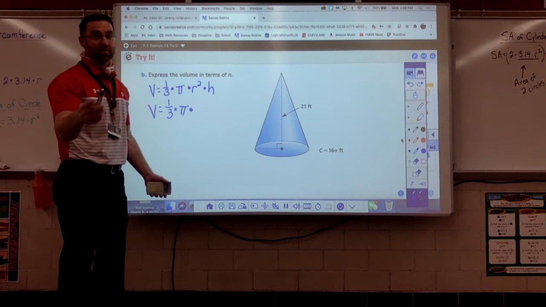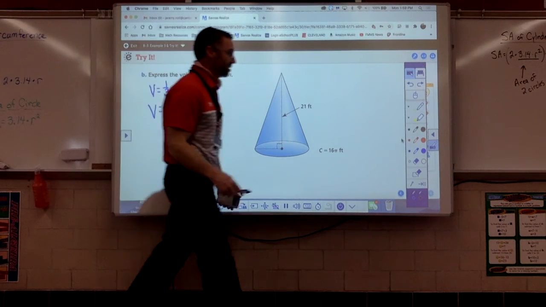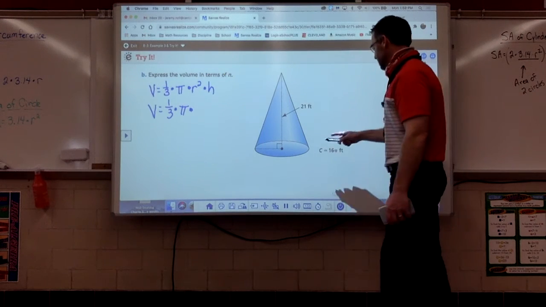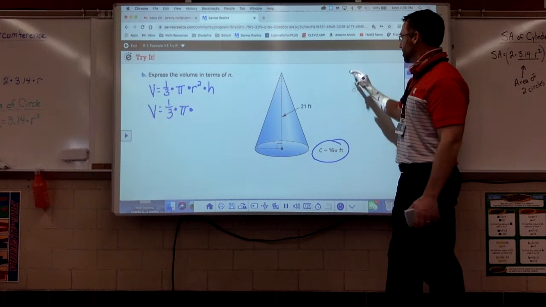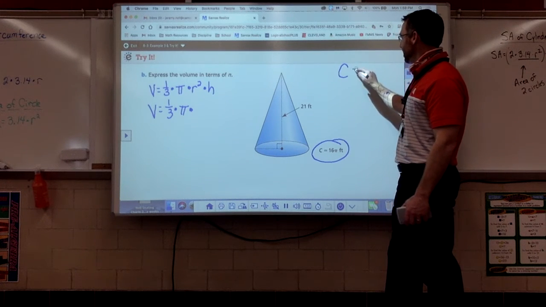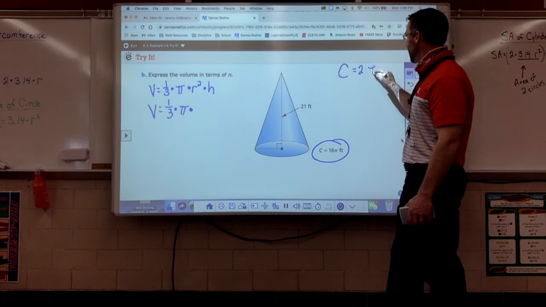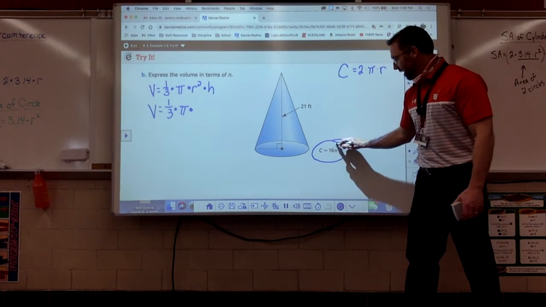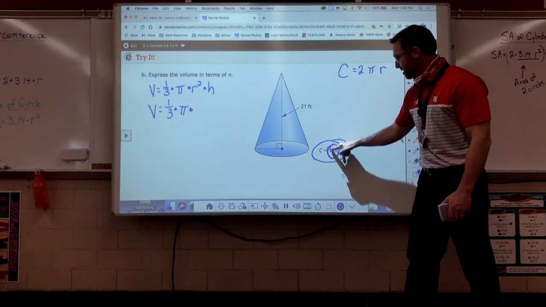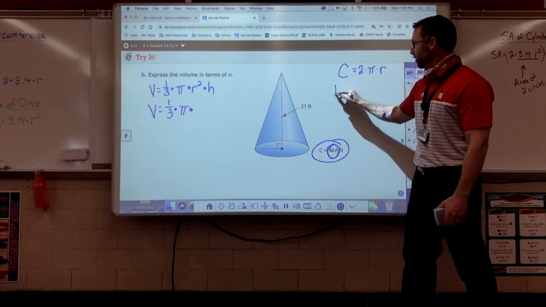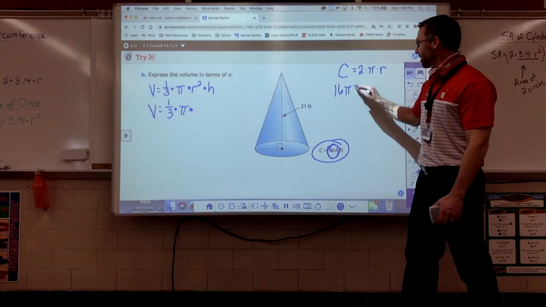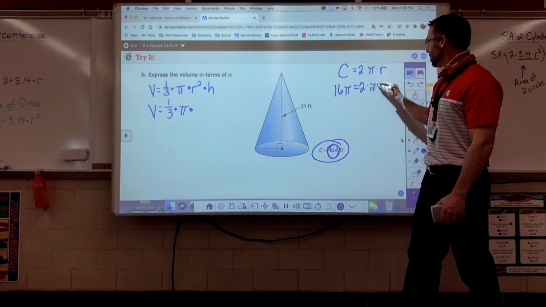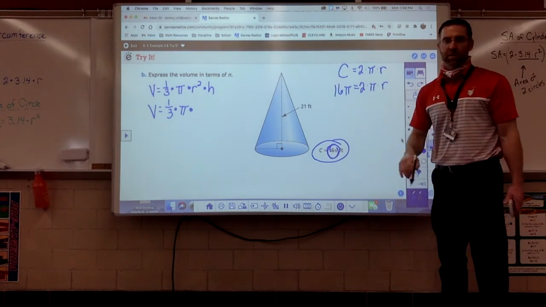What do we got to do? They'll always give us enough information. Now we need to find the radius. They give us the circumference. We know circumference is equal to 2 times pi times the radius. Substitute what we know. Hey, this circumference, C, is 16 pi. So where the C is, I'm going to put 16 pi. And I got to solve this equation for R.